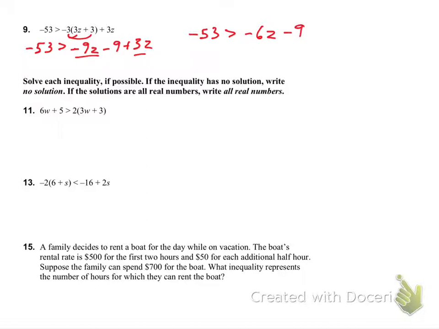I'll add 9 to each side. So then if I have negative 53 plus 9, it's going to be negative 44 is greater than negative 6z. I'm going to divide each side by negative 6. And by doing that, that's going to flip the sign. So negative 44 divided by negative 6 is going to be 7.3. Actually, it'd be 7.4 if I round up. Flips that, is equal to z. Now I got a decimal here, so let's just check my work real quick because I don't have an answer key.